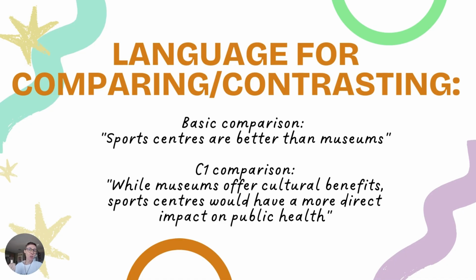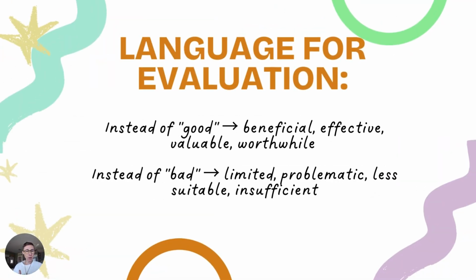So a basic sort of B2 comparison would be sports centres are better than museums. What about if we put that into C1 level? While museums offer cultural benefits, sports centres would have a more direct impact on public health. Can you see the difference there? Let's take a look at language for evaluation.